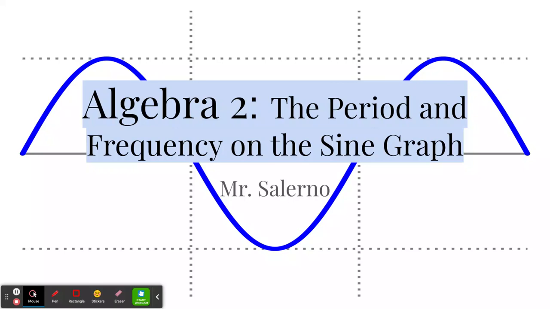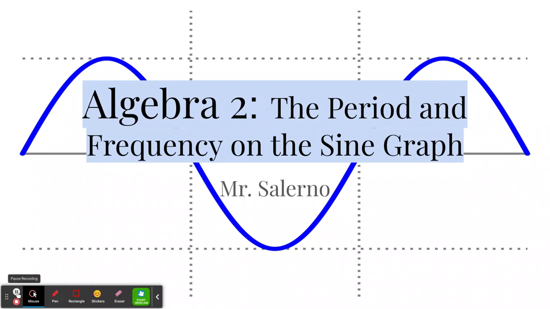All right, here's our video today, Algebra 2, and we're talking about the period and frequency on the sine graph. And we'll also talk about the sine wave, right? We should know about the sine wave before we talk about the period and the frequency. Well, you can see in the back of the title, you see that blue line? That's a sine wave. Let's get a better picture of it, though.